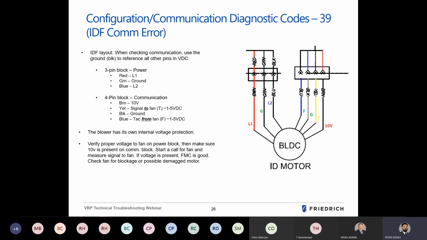And what you should see is the DC voltage rise from 0 to 10 over time. If you don't see that voltage rising as you have your call for indoor fan, then you can definitely say that there's probably something going on with the FMC board and you want to replace it. If it turns out that that test does work, you'll do the same test on the blue wire and make sure that the voltage is ramping up and down with the speed of the fan. If it is not, then that's the point that we want to replace the indoor fan.